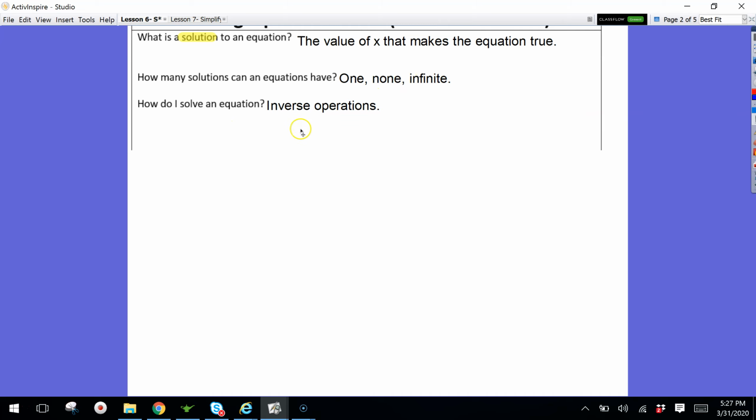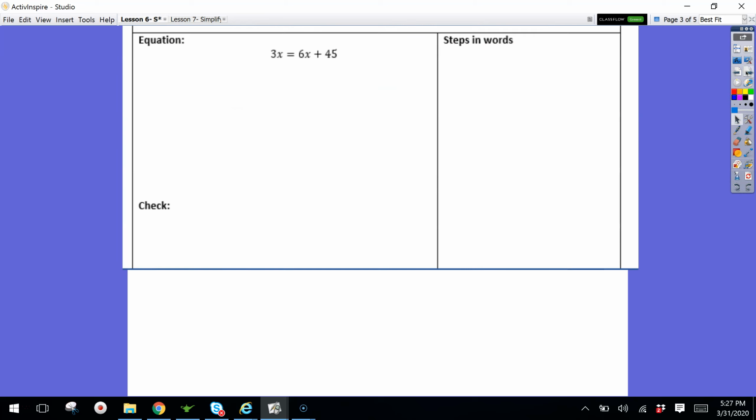How do we solve an equation? We always use inverse operations, especially for a linear equation. Now in this situation, I have an x on both sides. Remember that our goal is to isolate x, or keep it on one side. So what we want to do is an inverse operation where we move it over.